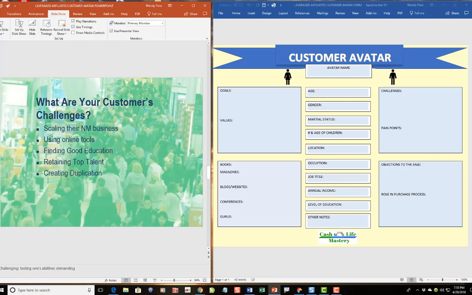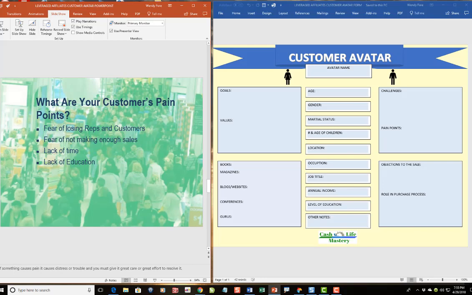All right, they want to scale their business. They want to use online tools. They want to find good education. They want to retain top talent. And they want to create duplication. Okay, so that is the challenges.